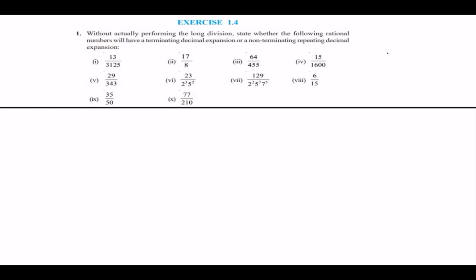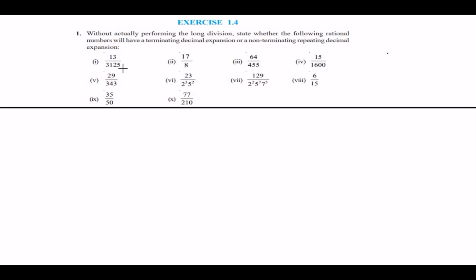So here, all the numbers are represented as fractions, that is in the p by q form. So all these are rational numbers. Now, we know the rational numbers can have either terminating decimal expansions or non-terminating repeating decimal expansions. So here in the question they have asked us to find out whether these numbers have a terminating or non-terminating repeating decimal expansion without performing long division.